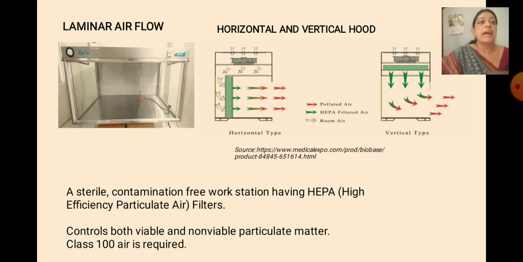Normally the air inside the laminar flow should always be class 100 air. What do you mean by class 100 air? It is usually indicated that a vertical laminar hood has class 100 and a horizontal has class 10,000 air. That means after filtering the air, there will be 100 particulate matter in one case and 10,000 particulate matter in the other, and class 100 air is much better than class 10,000 air.